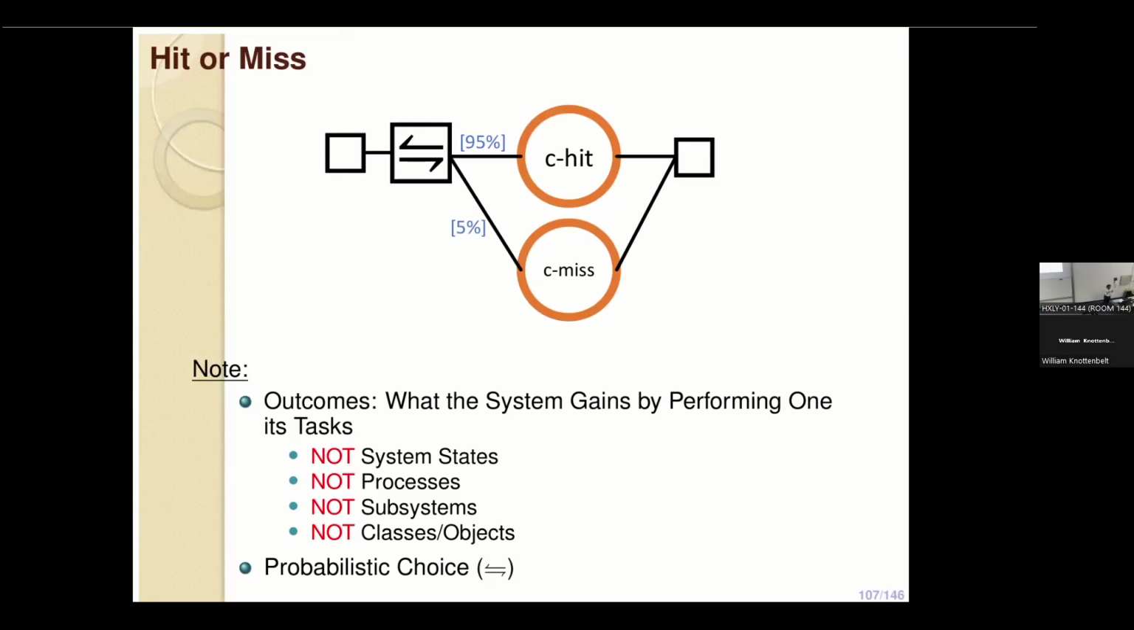Now, considering the only part which states hit or miss, this is how we present it. So we have a probabilistic choice between two outcomes: the cache hit, which we show using a C-hit, and the cache miss, which we show by C-miss. There is a likelihood of 95% for a hit and a likelihood of 5% for a miss. This is how we show it.